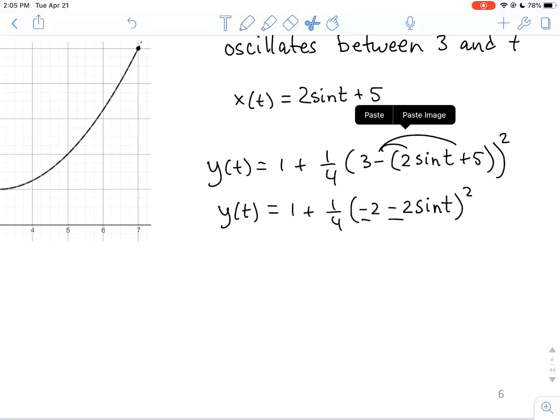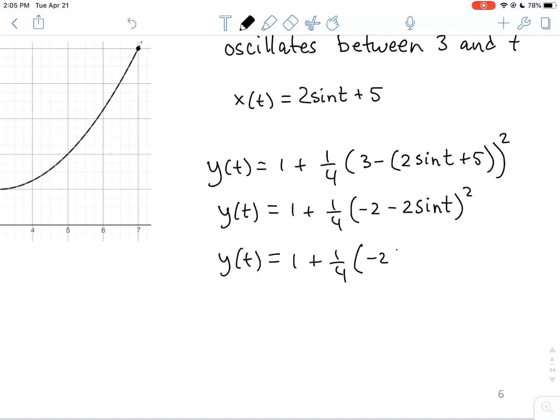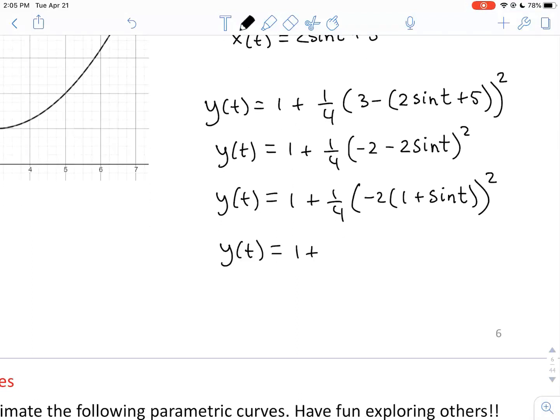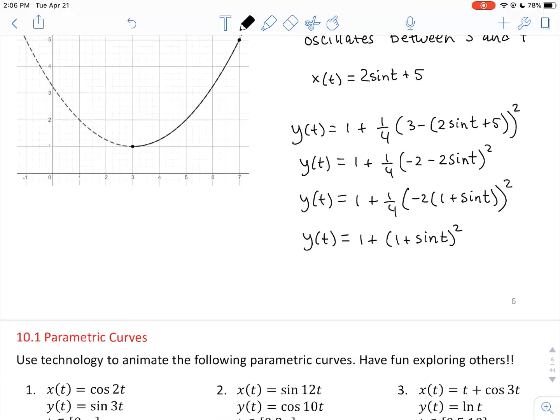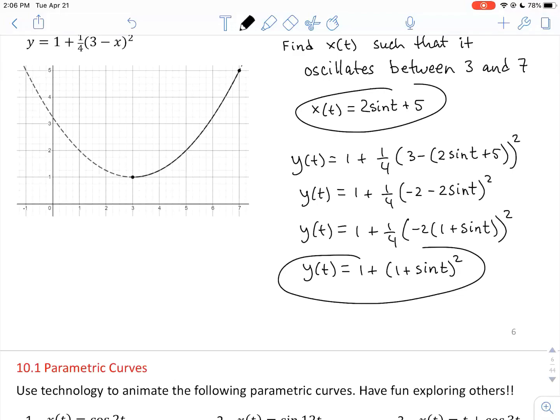Now let's go ahead and do that. Why not? This is going to simplify even nicer. I'm going to factor a -2 out. That leaves a 1 plus sine t. This -2 that I factored out also has to be squared. And that's going to make a 4, which is going to cancel that 1/4. So it looks like 1 plus and then 1 plus sine of t, and that's being squared. So I'm going to type this in for the x and this in for the y.